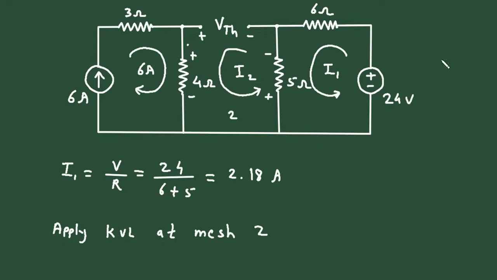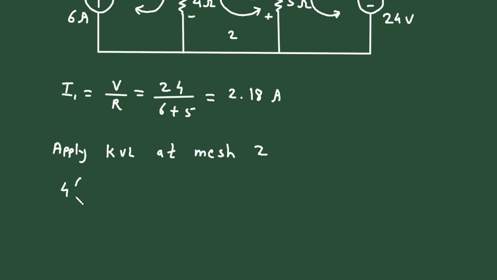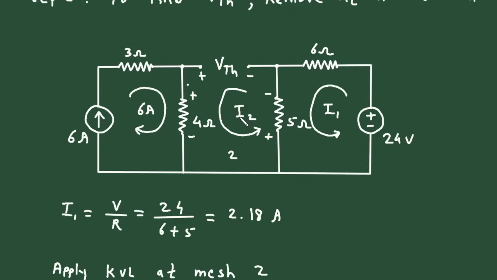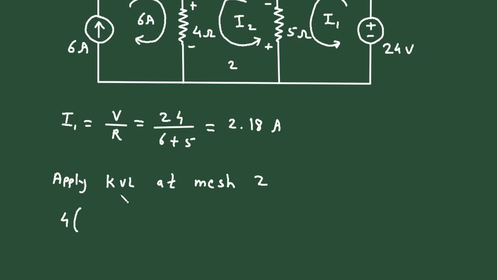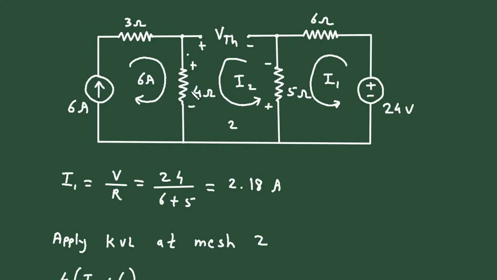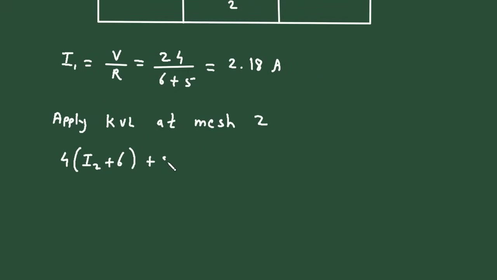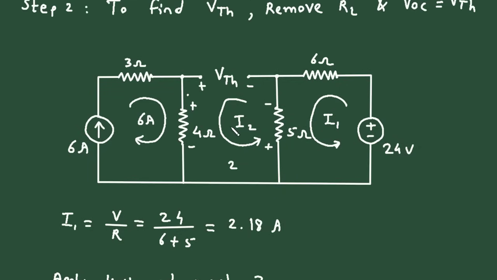So it will be plus 4, and here this will be I2 plus 6, because both the directions are same. So it will be I2 plus 6, and this 4 ohm is common in both I2 and this 6 ampere. So it will be like this, I2 plus 6, then plus 5, and here this will be I2 minus I1, because the direction is opposite. This is upward and this is going downward. So it will be 5 in bracket I2 minus I1.